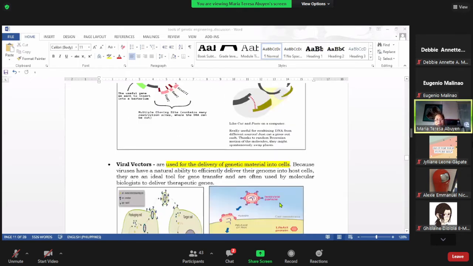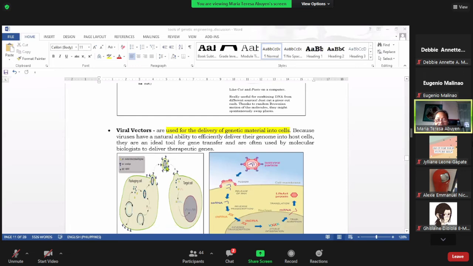Okay, so aside from plasmid, we have the viral vectors. Okay, so vectors coming from viruses. Just like plasmids, they are also used for the delivery of genetic material into cells.